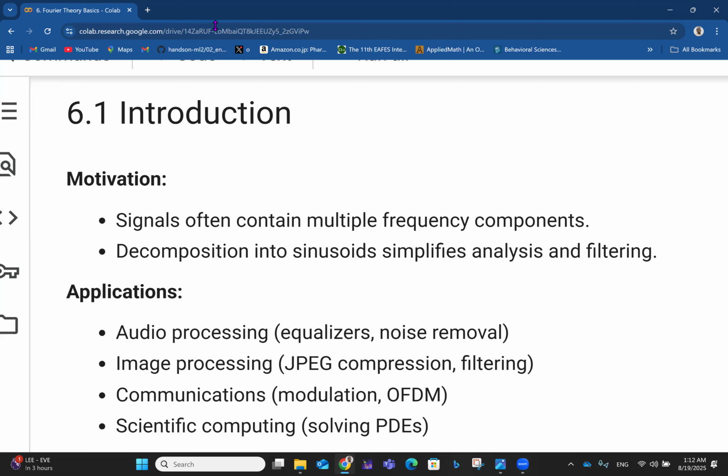Fourier series helps to translate a function in the time domain into a function in the frequency domain. And generally we have the function broken down into sinusoids, talking about sines and cosines. So the decomposition into sinusoids simplifies analysis and filtering.